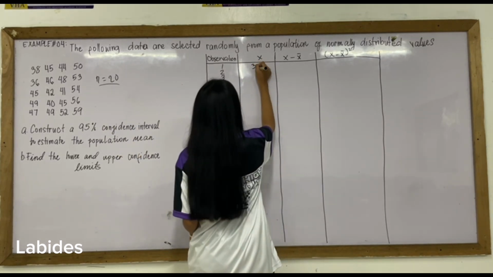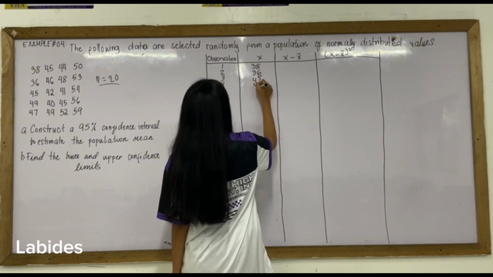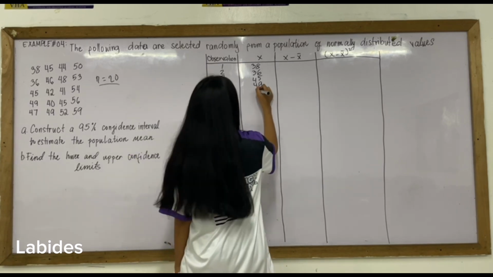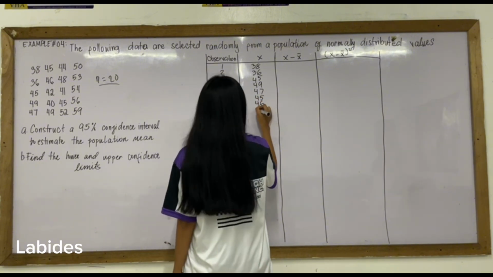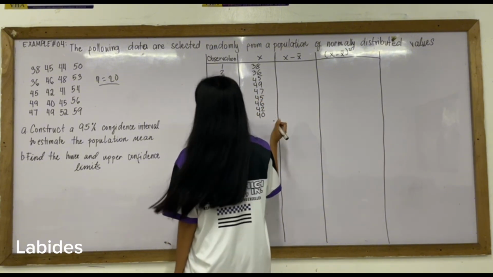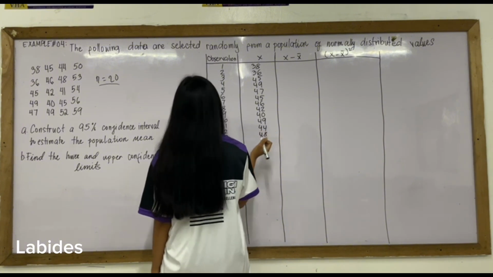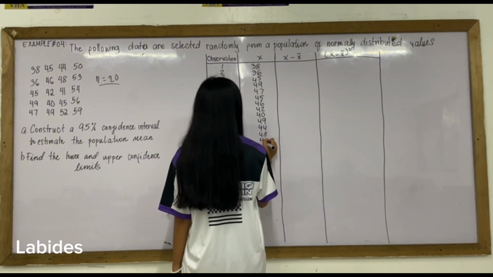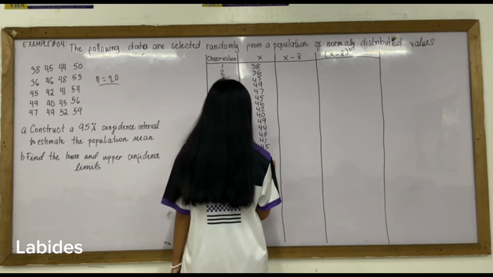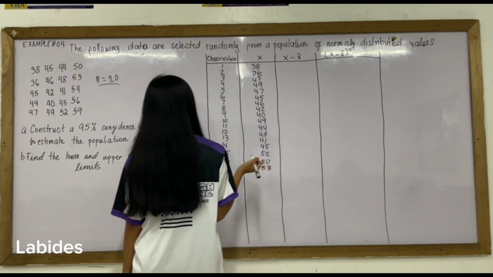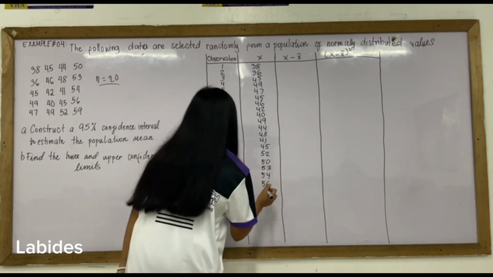We have 38, 36, 45, 49, 47, 45, 46, 42, 40, 49, 44, 48, 41, 45, 52, then 50, 53, 54, 56, and 59.